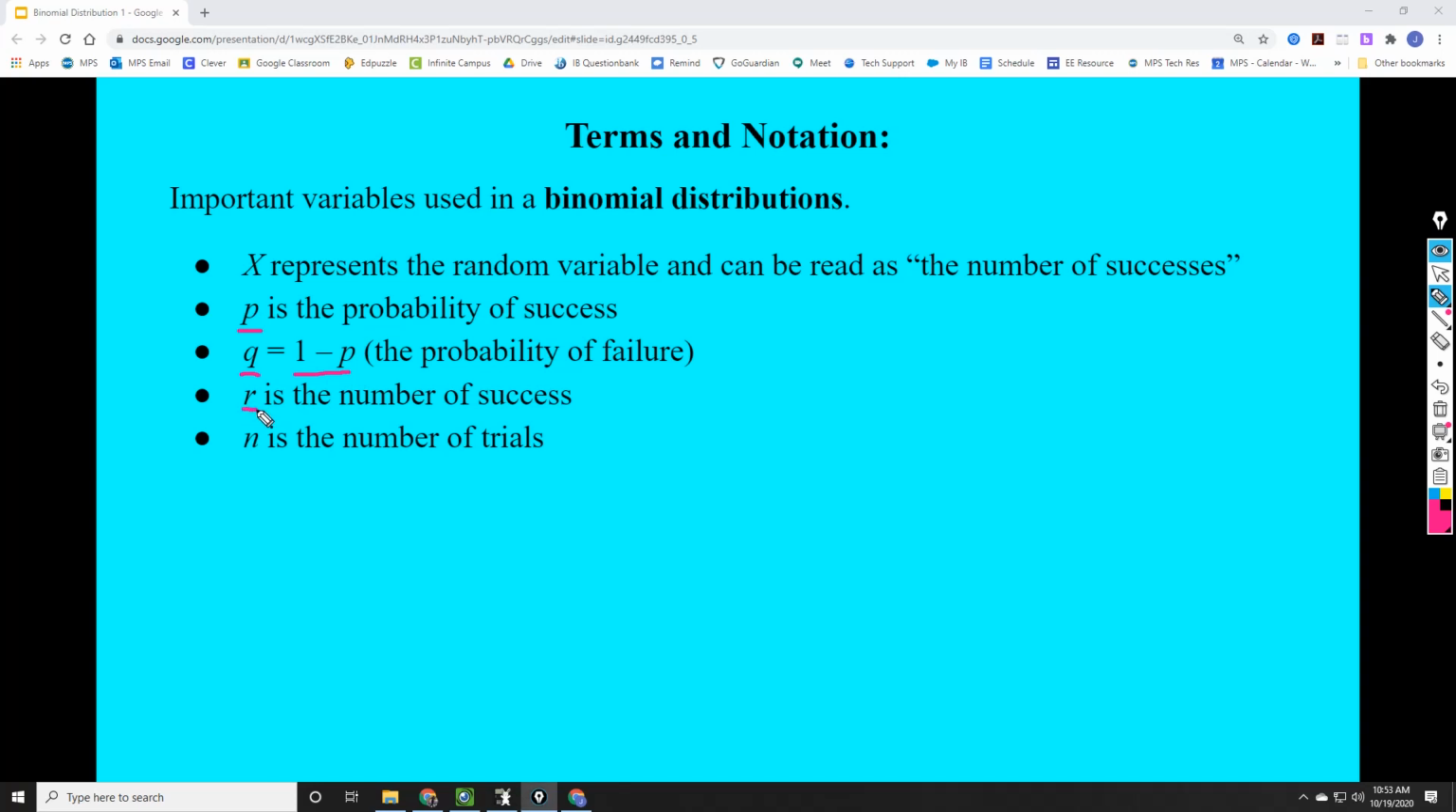R is our number of successes, meaning if I do a bunch of trials and I want to make sure that at least 3 of them are a success. Maybe that's 3 times I pass the test, or 3 times I have a non-faulty product, or 3 times that I roll a 6 on a die. That is the number we're looking for there. In those examples, that would be 3. And then N is our total number of trials. If I do the trial 20 times, N would be 20, and then R is the number of successes I have out of those 20 trials.